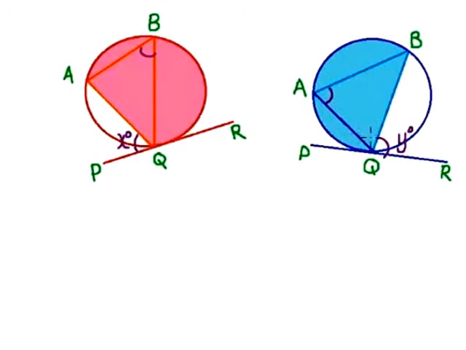And for this one, it's the same. The segment QAB of the chord, and the angle QAB is the angle in the alternate segment, which is equal to the angle Y.